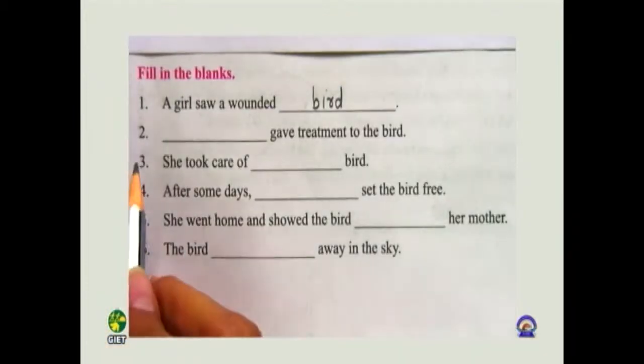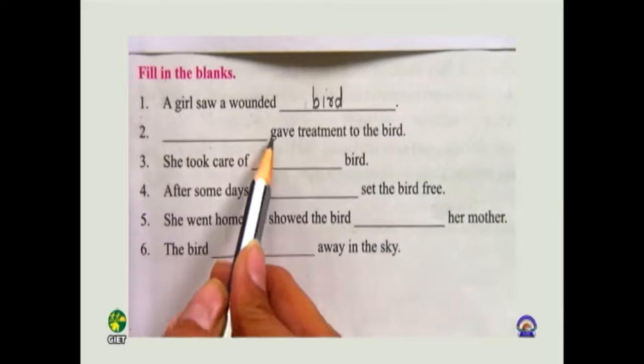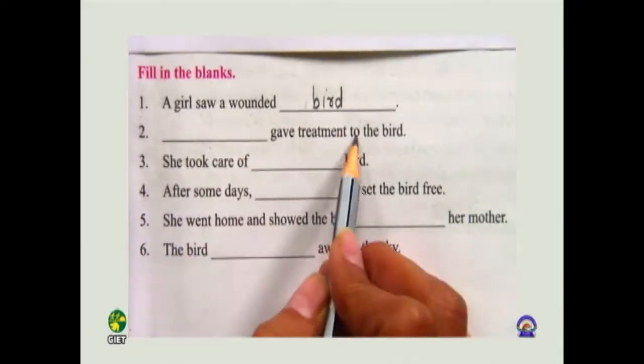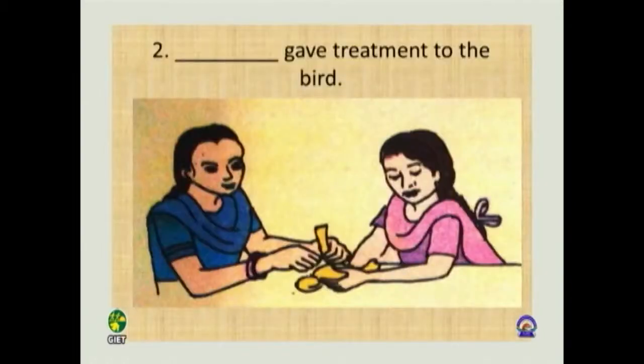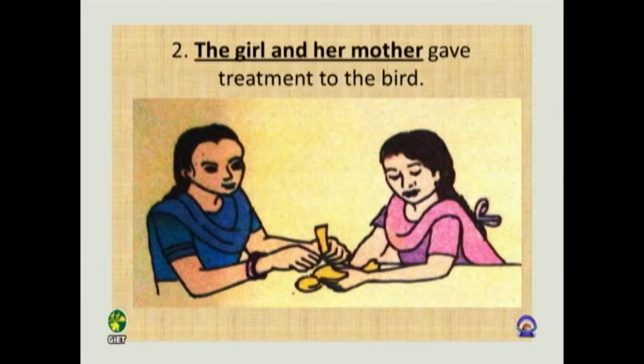Number 2, blank gave treatment to the bird. Who gave the treatment to the bird? Yes, you are right. A girl and her mother. So the correct answer is the girl and her mother gave treatment to the bird.